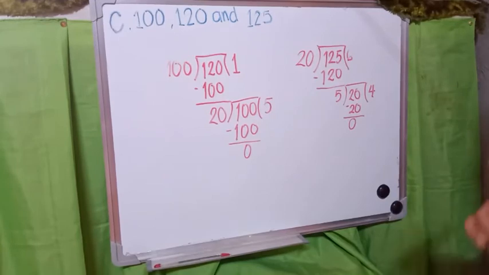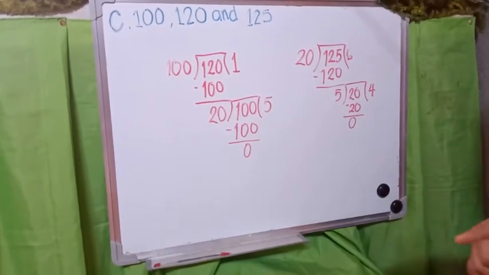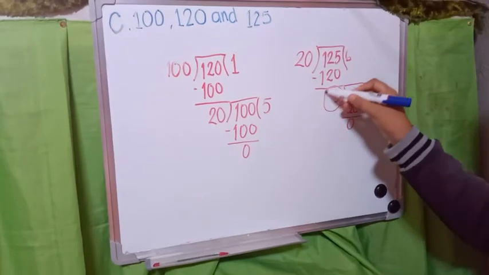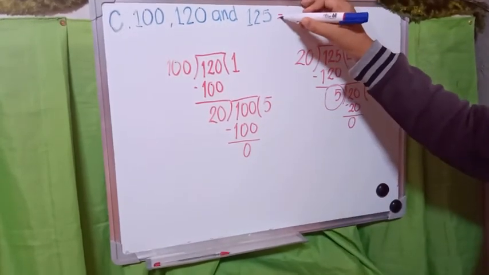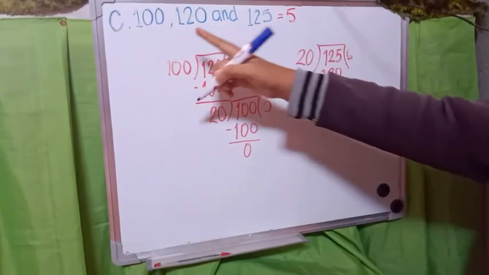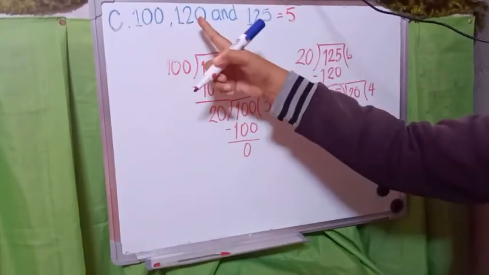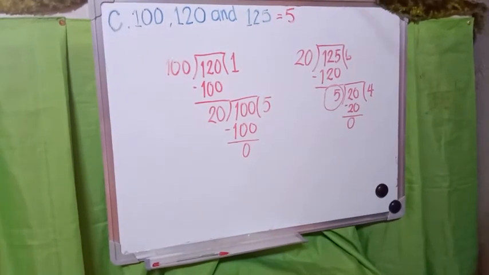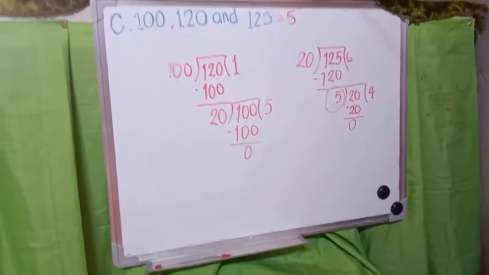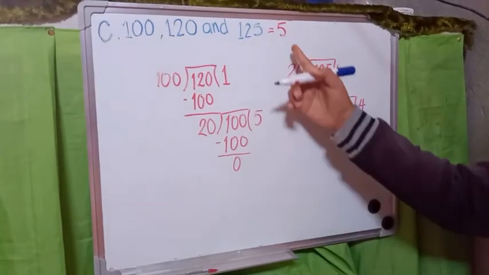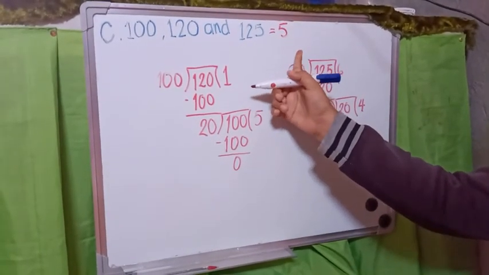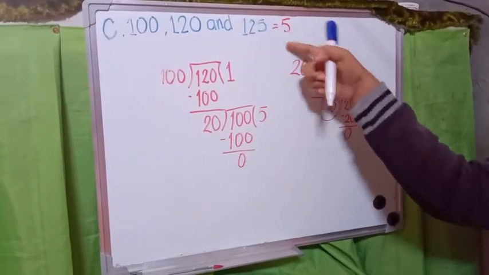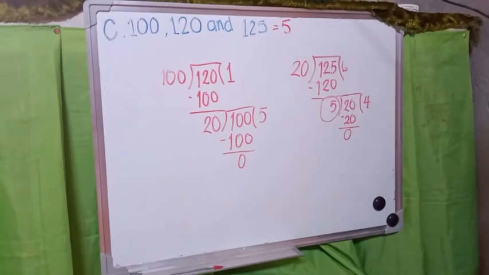So what is your last divisor that you use? Very good. This 5. So your greatest common factor among 100, 120, and 125 would be 5. Did you get the same answer for our greatest common factor among these numbers? Okay, great job. So I guess everybody got the correct answer.